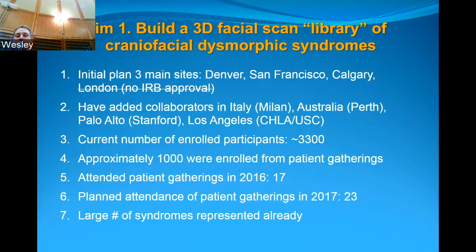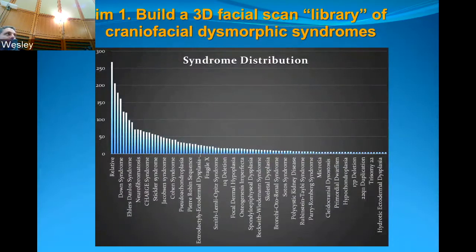Last year we attended 17 of these patient gatherings, and this year we're planning to attend 23. A large number of these are new meetings that we haven't attended before and that have, again, some of these very rare syndromes, so that will help to populate the database. And as you'll see on the next slide, there's already a very large number of syndromes represented. This is, as far as we know, the largest such collection of images that exists.